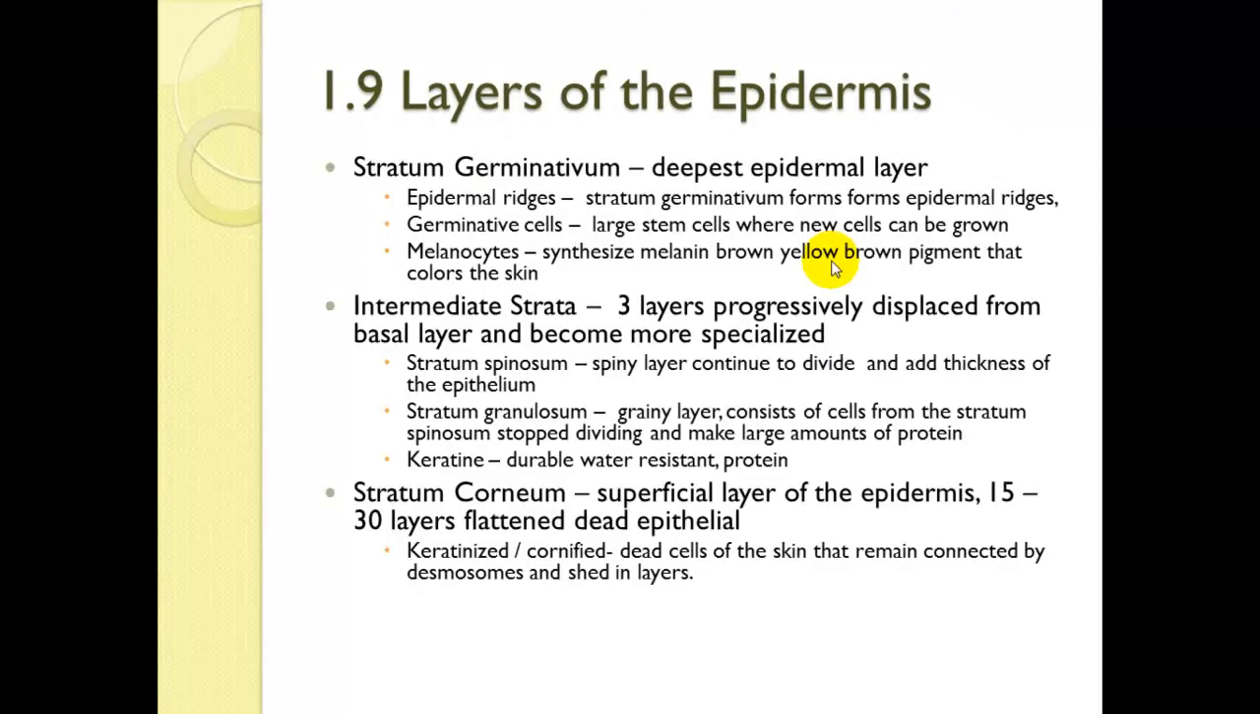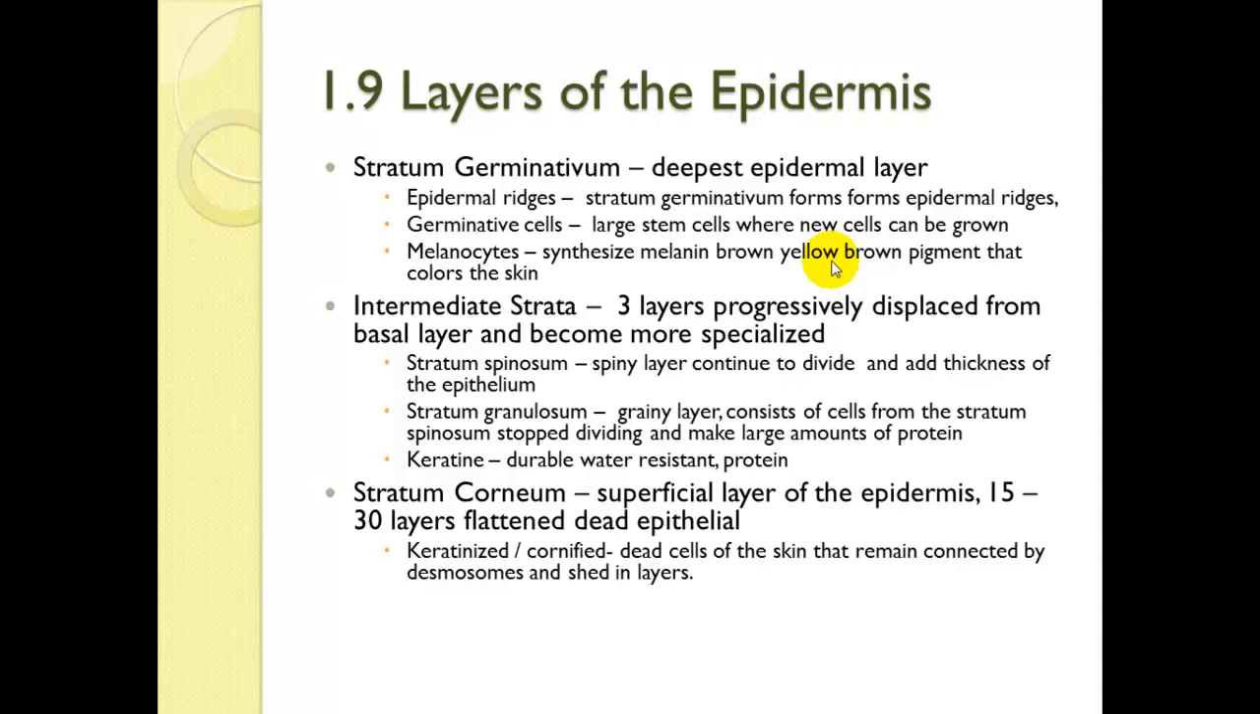Layers of the epidermis. The outer layer there, stratum germinativum, is the deepest epidermal layer. It has epidermal ridges, it has germinative cells, and it has melanocytes. Stratum germinativum forms epidermal ridges. Germinative cells are pretty much large skin cells. They germinate, if you will, where new cells can begin to grow. Melanocytes synthesize melanin, a yellow-brown pigment that colors the skin.